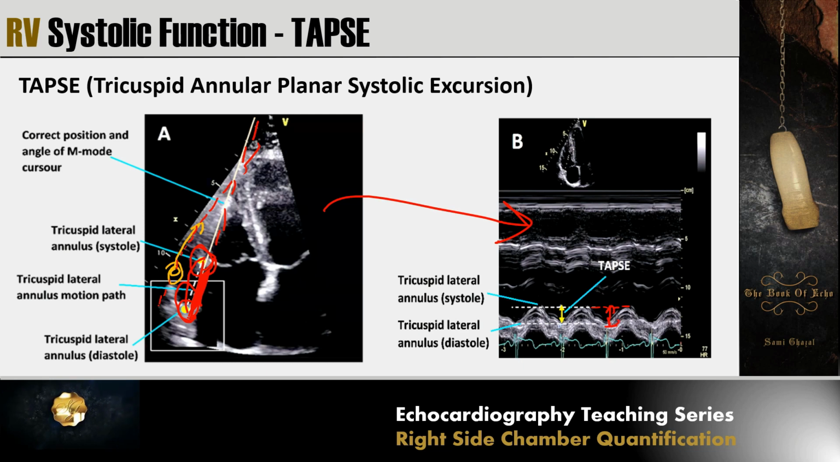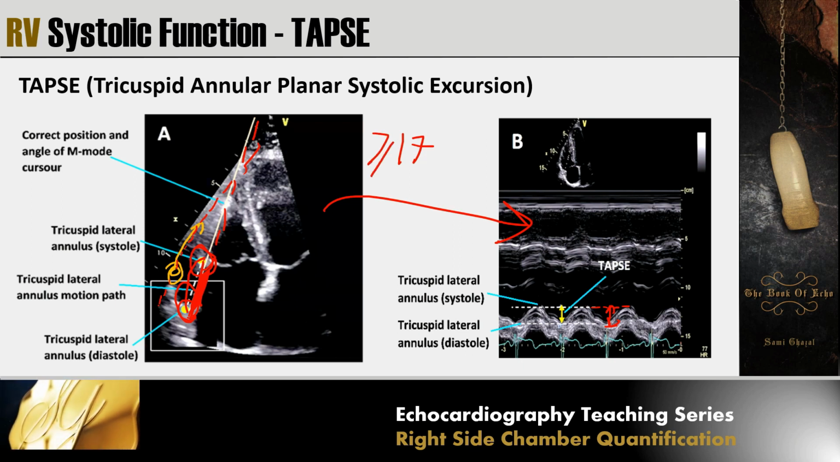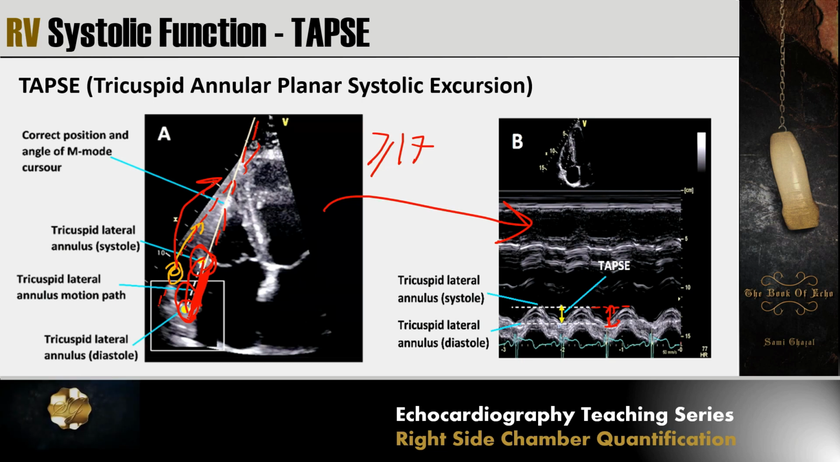The normal value is 17 and more. So more than or equal to 17 is considered normal. It is true that TAPSE will measure the longitudinal function of the RV. However, it correlates very well with the global systolic function of the RV.